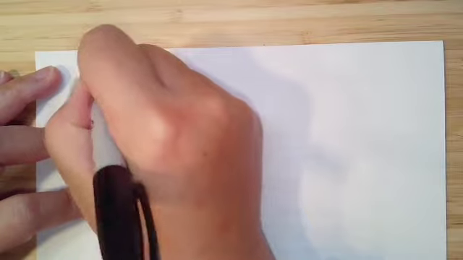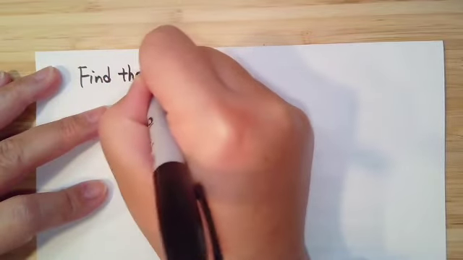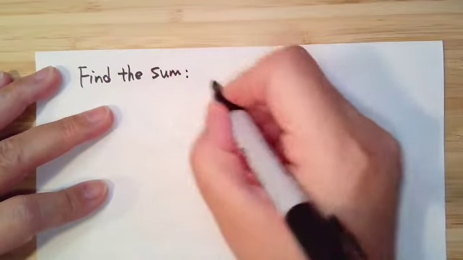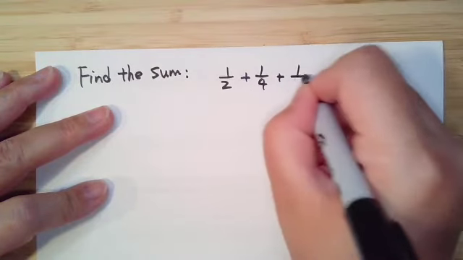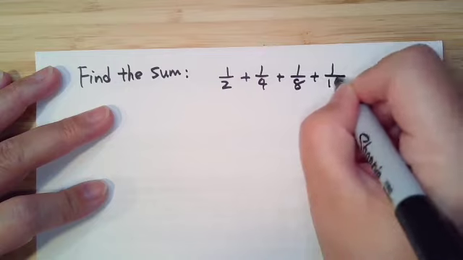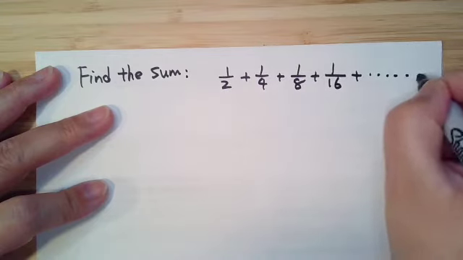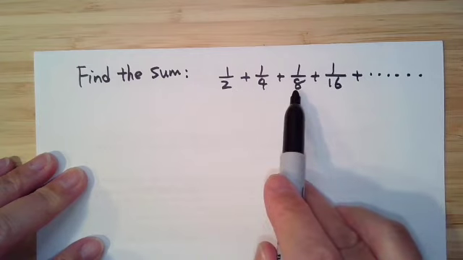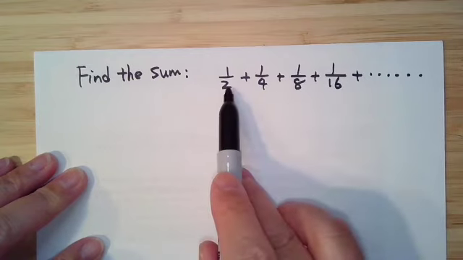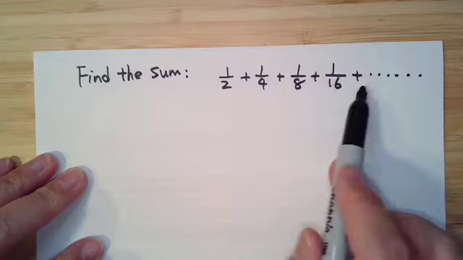All right. Let me give you another very interesting example. I always think this is very, very interesting. So let me ask you to find the sum one half plus 1/4 plus 1/8 plus 1/16 plus and so on forever. Can you do this? And this is 1/2, then 1/4, 1/8, 1/16. You can tell this is a geometric sequence.